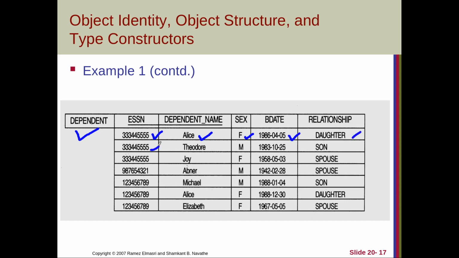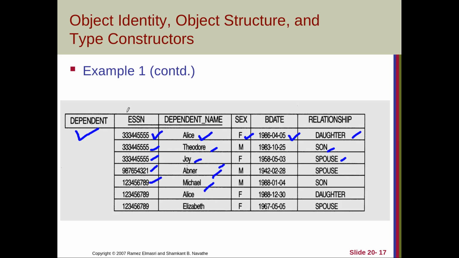Similarly, the same employee has another dependent who is the son. Then again he has another dependent, the spouse. Sorry, she is the spouse. And similarly for other employees also, they have given their dependent details in the dependent table.